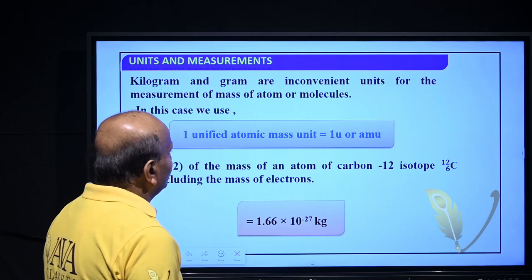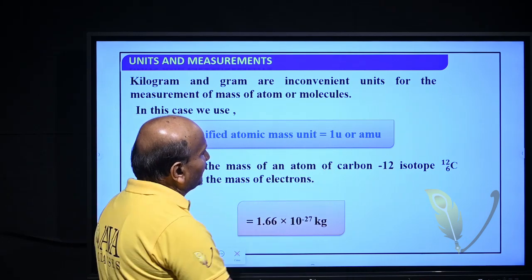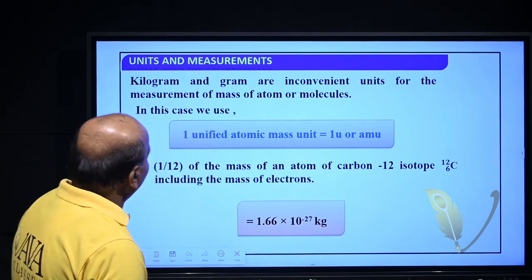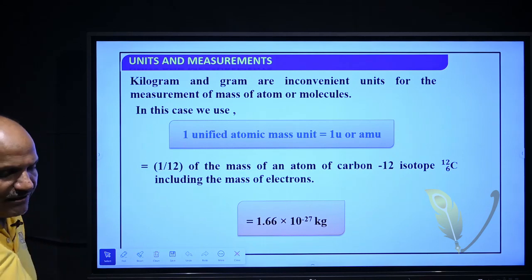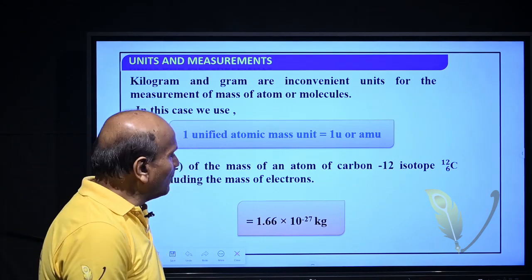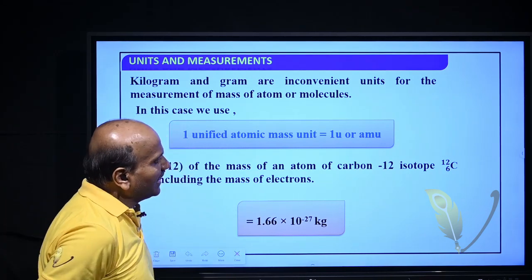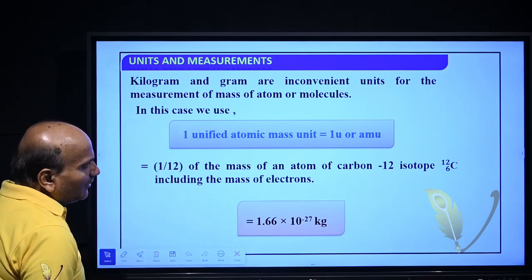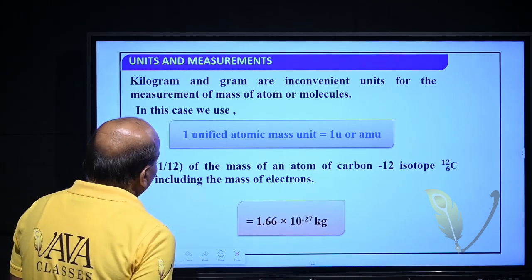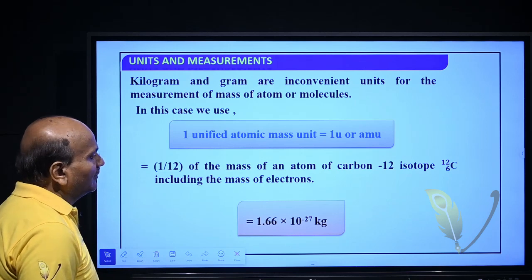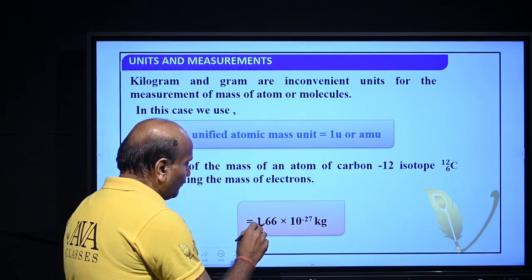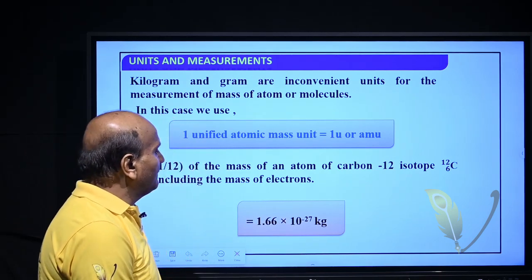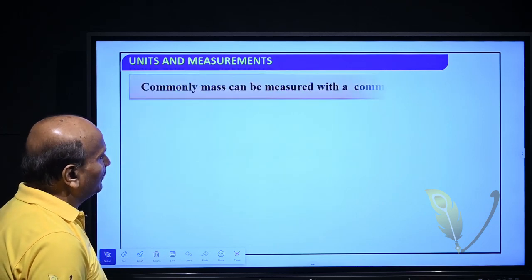So, it uses a small unit called the atomic mass unit, 1 u or AMU. So, what is 1 AMU? 1 AMU is 1/12th of the mass of a carbon-12 atom, or isotope of carbon, including the mass of electrons. That is about 1.66 × 10^-27 kg.